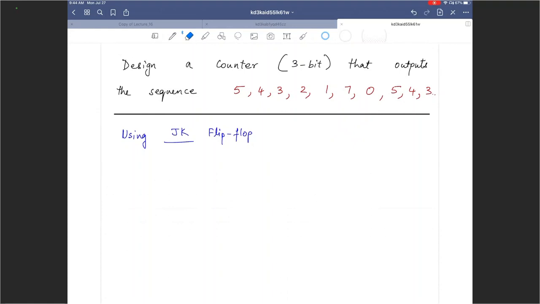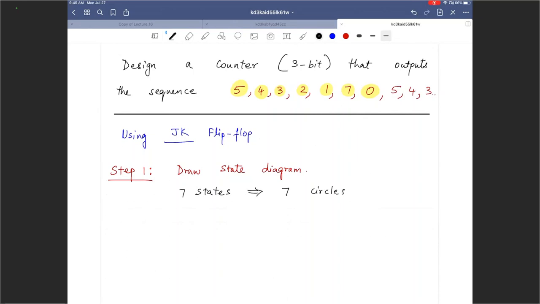Everybody wants to do JK. All right, JK flip-flop to design this counter. Step number 1 is to draw the state diagram. And if you want to draw the state diagram, we are going to see how many states we have. So let's see, 1, 2, 3, 4, 5, 6, 7. This particular counter has 7 states, which implies that we are going to use 7 circles to indicate the states. And then we are going to connect them with arrows to indicate state transitions.